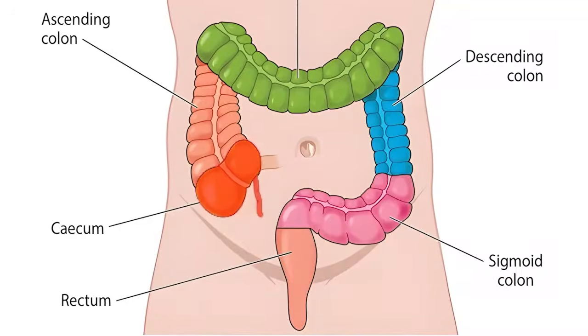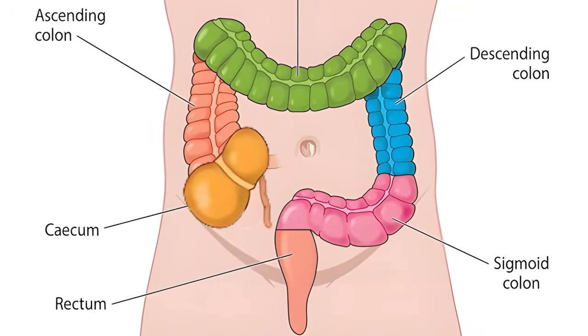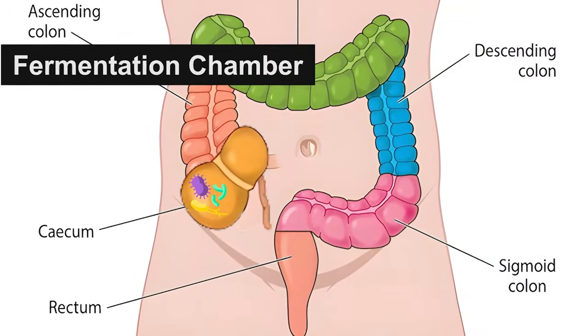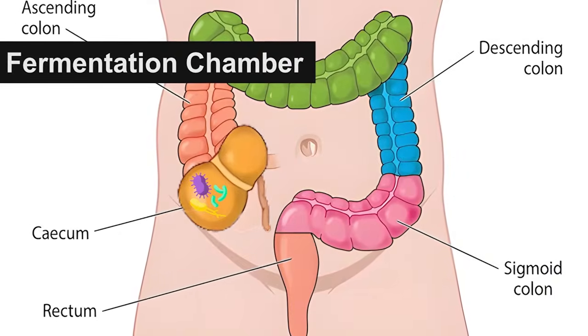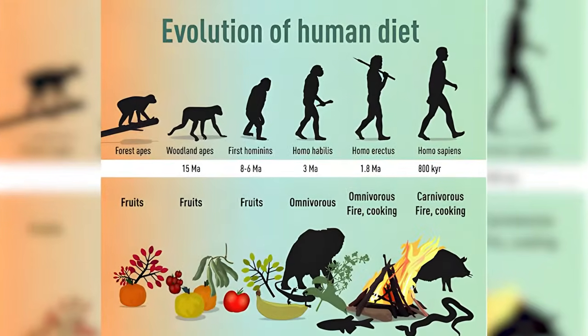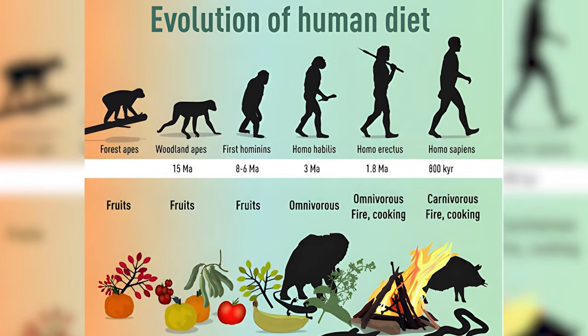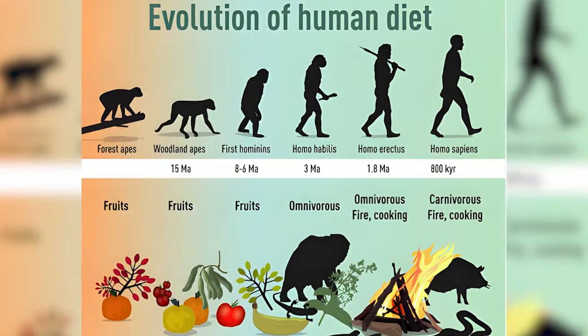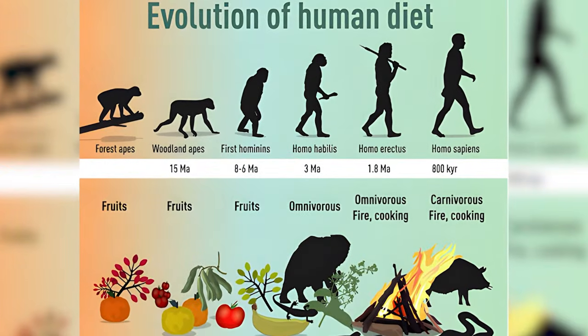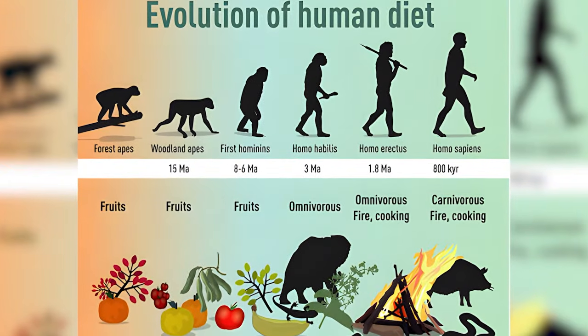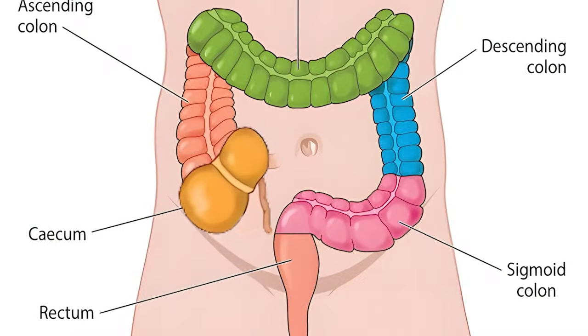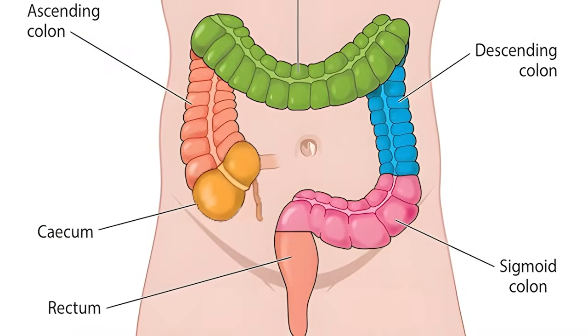Back then, their cecum and appendix were much larger and acted as a fermentation chamber. In this chamber, bacteria helped break down the tough fibers in plants. But as humans evolved, we started cooking food and eating more meat, fruits, and processed grains. These foods are easier to digest, so our digestive system didn't need such a big cecum anymore. Over time, the cecum shrank, and the appendix became smaller too.